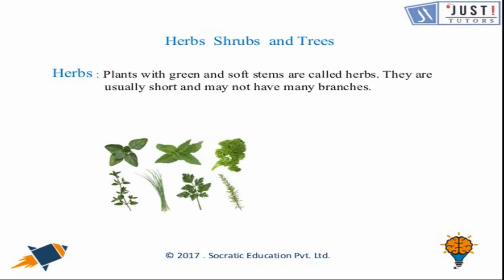So here we'll be discussing about herbs. Plants with green and soft stem are called herbs. So if you talk about herbs, the stem are very soft and they are green in color. Okay, so they are usually short and may not have many branches.